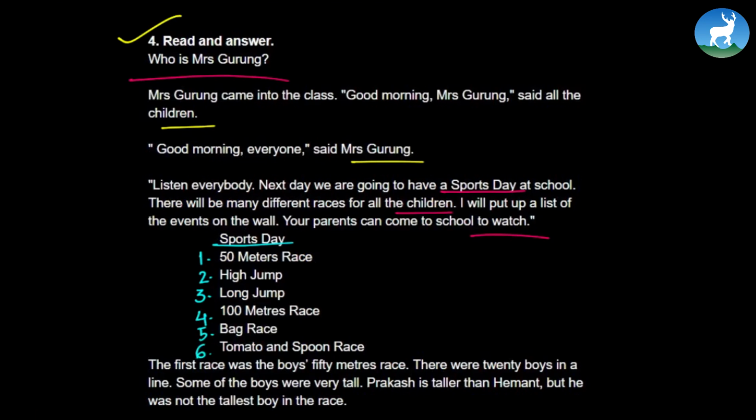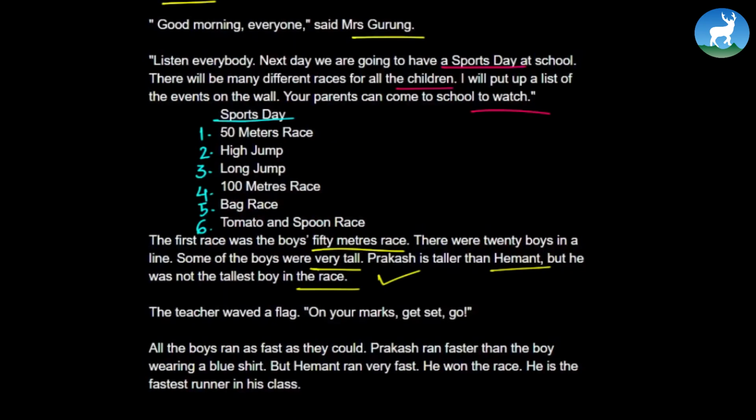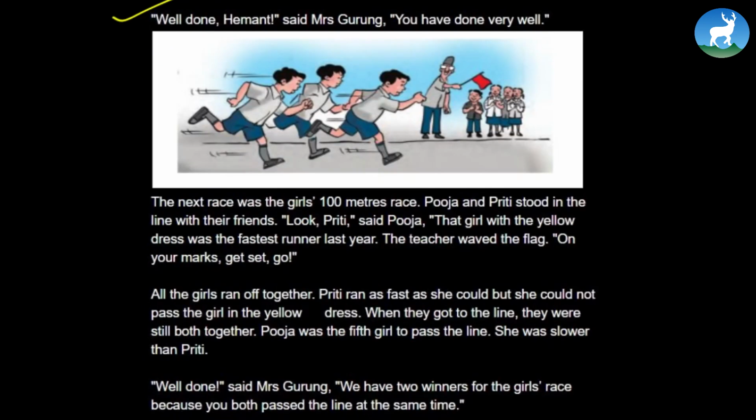The first race was the boys' 50 meters race. There were 20 boys in the line. Some of the boys were very tall. Prakash is taller than Hemant, but he was not the tallest boy in the race. The teacher waved a flag. On your mark, get set, go! All the boys ran as fast as they could. Prakash ran faster than the boy wearing a blue shirt, but Hemant ran very fast. He won the race. He is the fastest runner in the class. Well done, Hemant, said Mrs. Gurung. You have done very well.